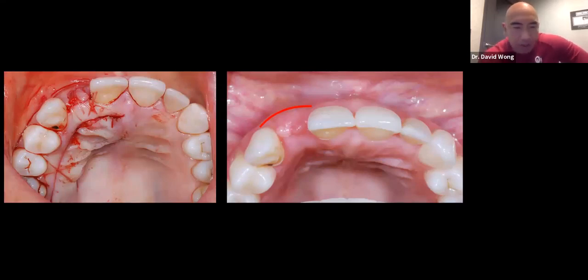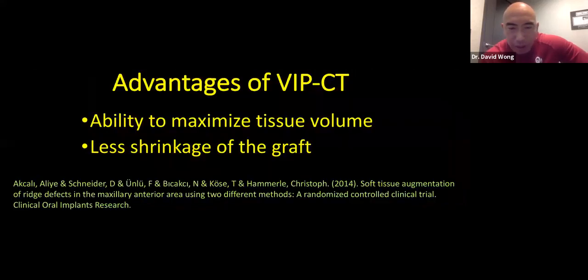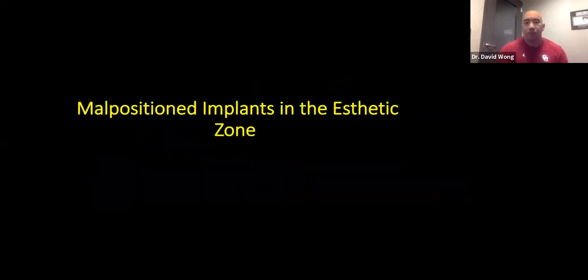So that's what it looks like in a small case, but what do you do in a bigger case? In the last 2 cases, I'm going to show you how much volume we can really achieve here. So the advantages of a VIP CT graft is that you can maximize soft tissue volume with less shrinkage of the graft material. So it's much more predictable.